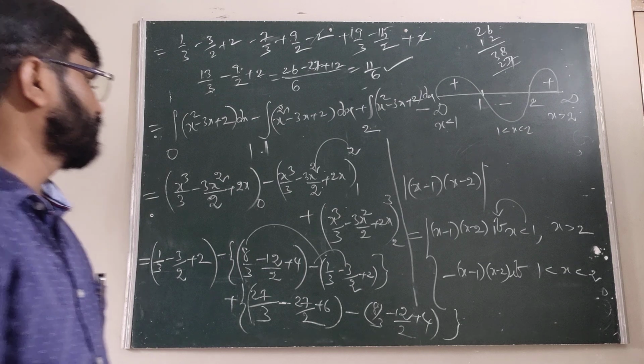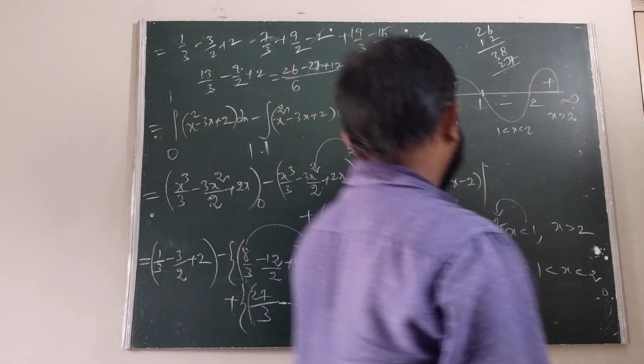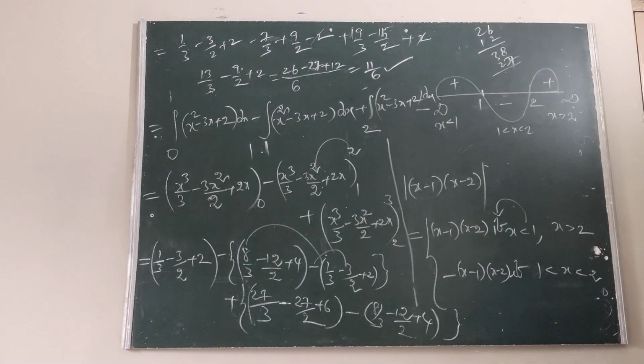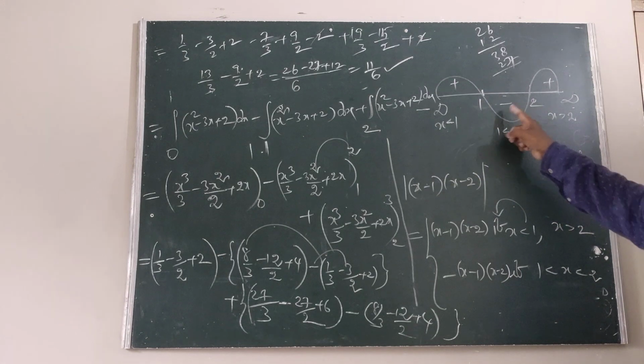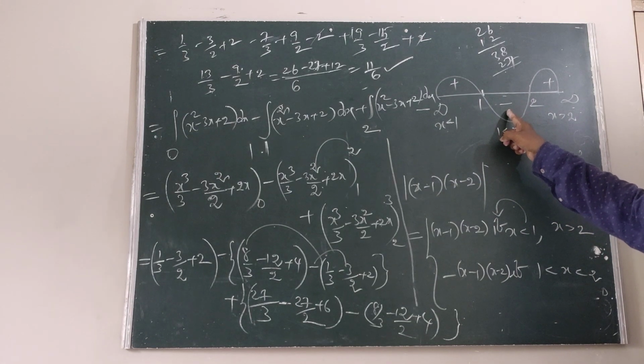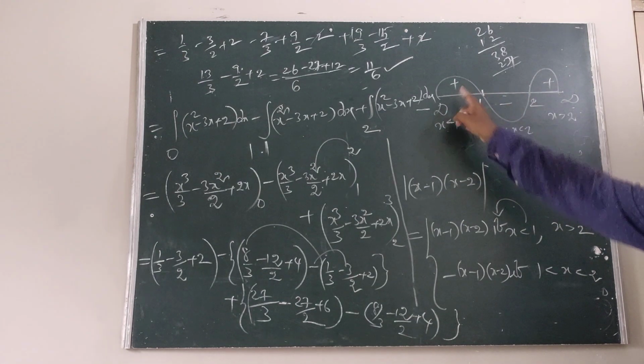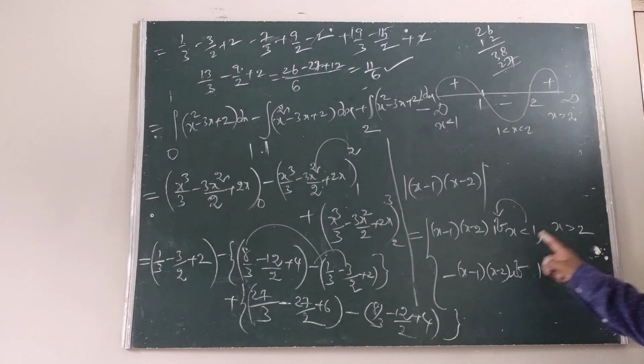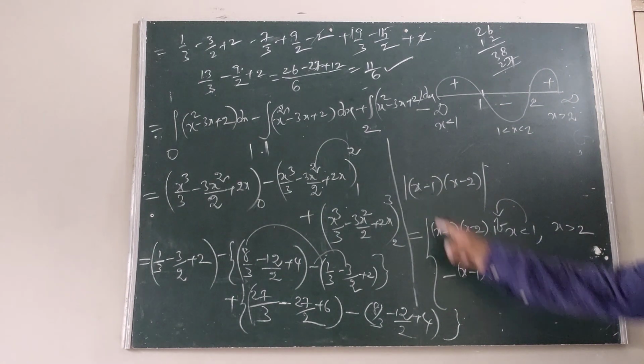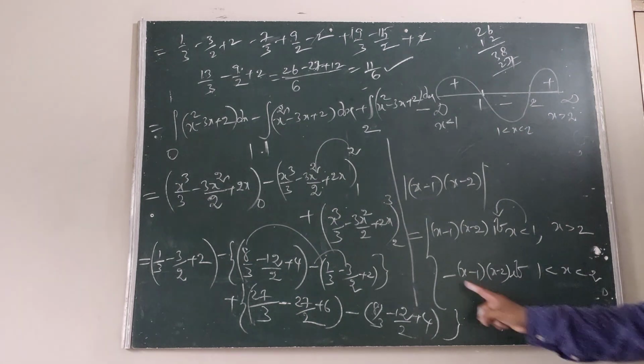Here the special function is there, modulus. The mod of x minus 1 into mod of x minus 2, we have to take the number line, 1 to 2 in between, we know that it is minus. This is the wavy curve method: 2 above plus, 1 below plus. Therefore x less than 1 and x greater than 2 is plus, but 1 to 2 is a minus.